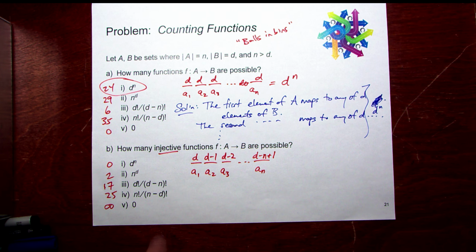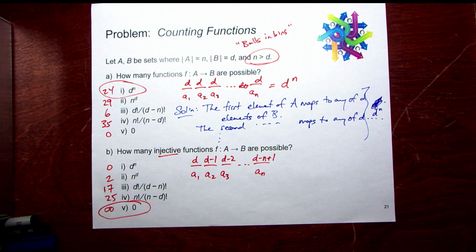That's good. Why? Yep, you. N is greater than D. Yeah, N is greater than D. Remember, when you have N greater than D, you have more things in A than you do in B. Eventually you're going to run out of stuff in B that you can map onto uniquely. So the answer is 0. You actually can't do it.